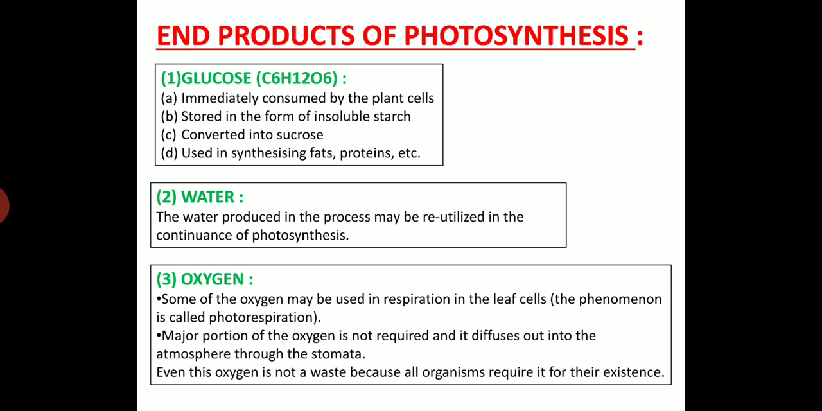So, in this way, the end products of photosynthesis are utilized. Glucose is mainly utilized by the plants for storage in the form of starch, sucrose, oils or proteins. Water is utilized by the plants for photosynthesis again. And oxygen, the major portion diffuses out for the respiration of the animals present in the environment, and some portion is utilized by the leaves for photorespiration. Clear? So I think this particular lesson is crystal clear to you all.